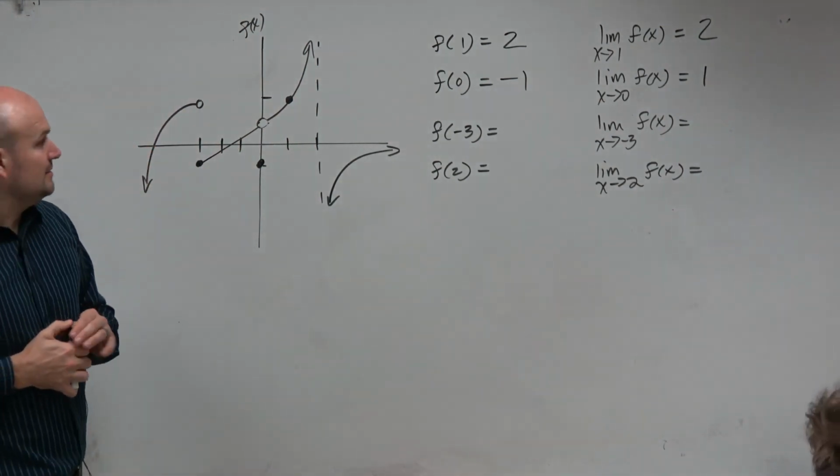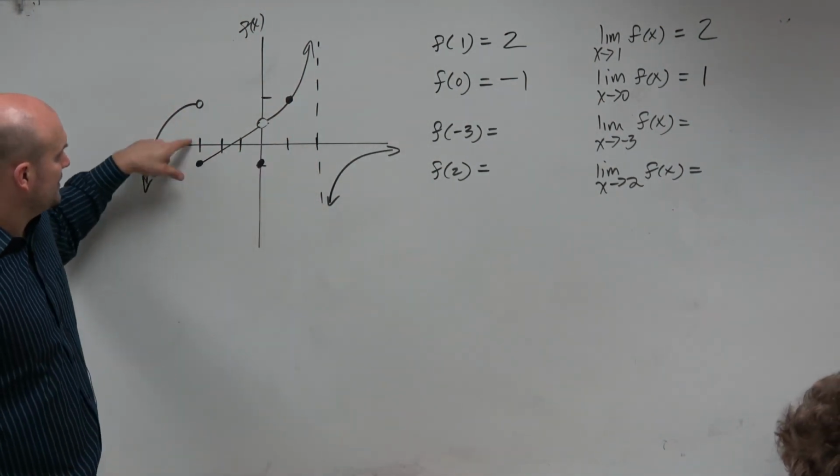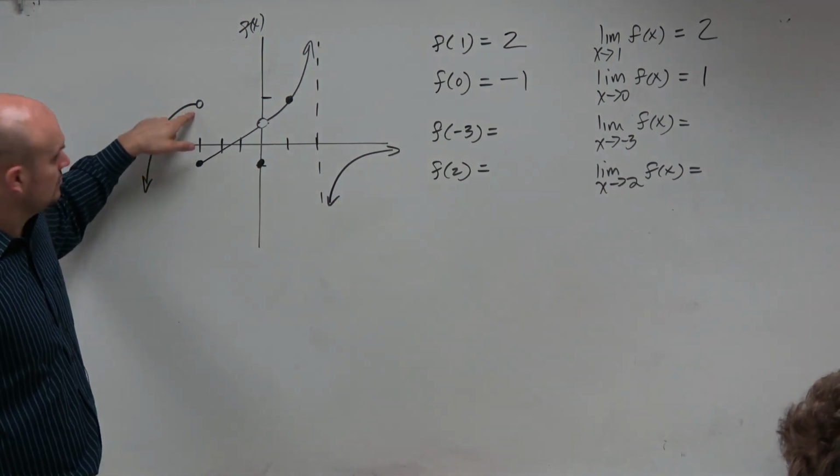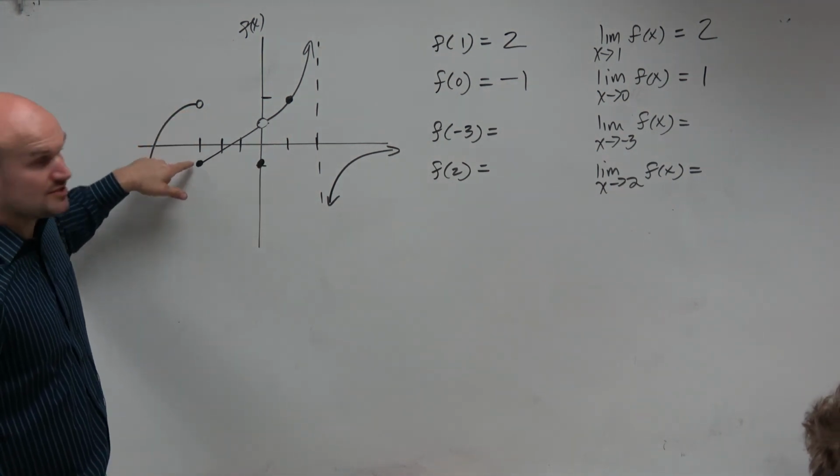Let's go and look at f of -3. So we go to -3. f of -3 is not up there. That's undefined, right? That's a hole. That's the filled in line. So that's going to be also -1.